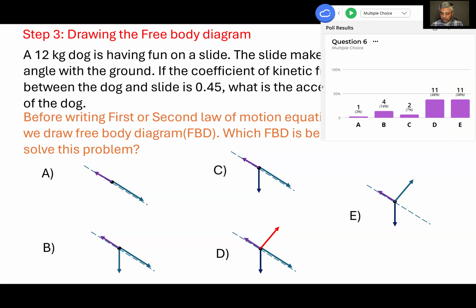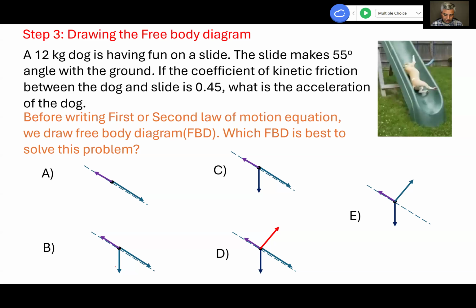Okay, let's see what we got here. D and E mostly, and there is B as well. I just noticed there isn't much difference between B and C, huh? So we identified that there are only 3 forces acting. So one with just 2 arrows or 3 arrows. Oh, 3 means yes, 3 is possible. The 4 arrows, those are not the possible free body diagram.